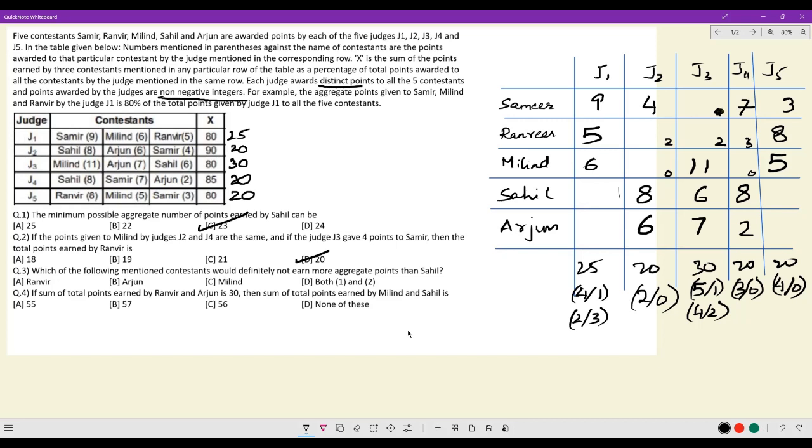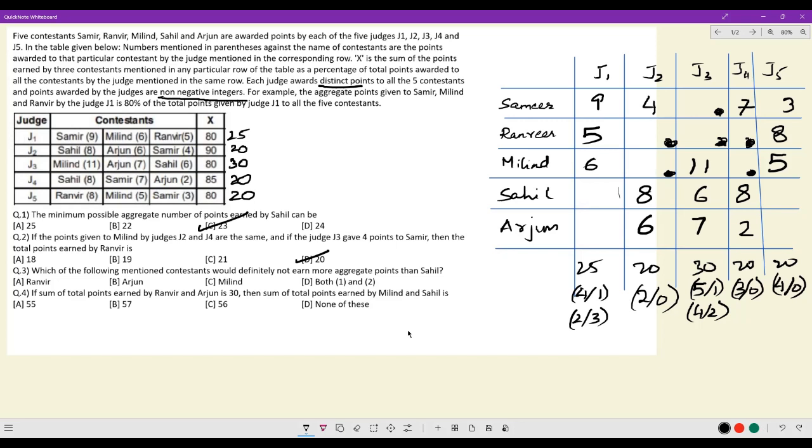Okay, now when we are moving on to the next case, we remove all this and write. Which of the following mentioned contestants would definitely not earn more aggregate points than Sahil? If we are looking for definitely not earn more aggregate points than Sahil, let us see what is the minimum points that Sahil can get. And if somebody's maximum points earned is lower than that of Sahil, then that person is definitely not beating Sahil.